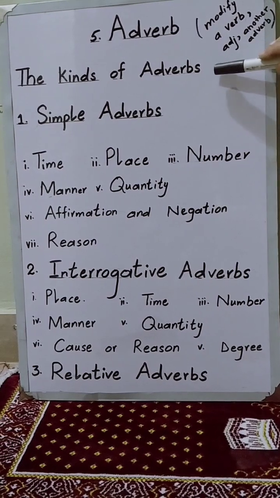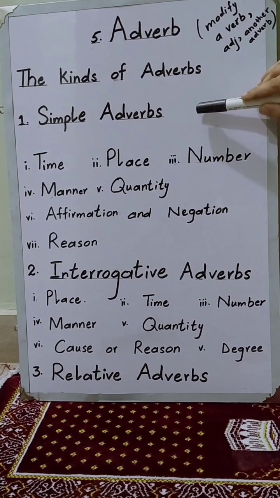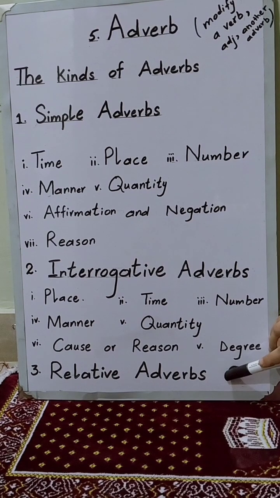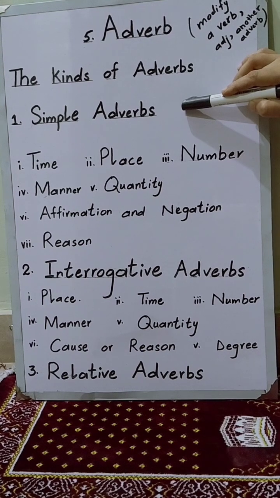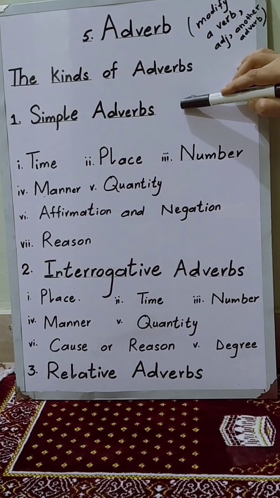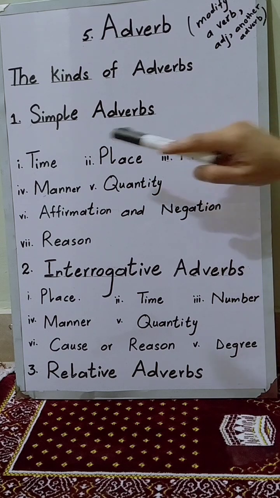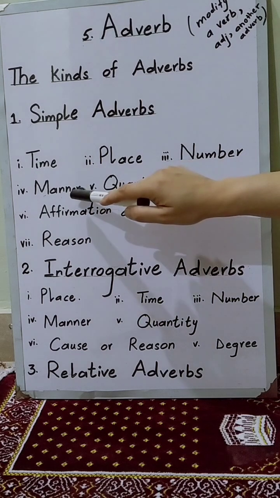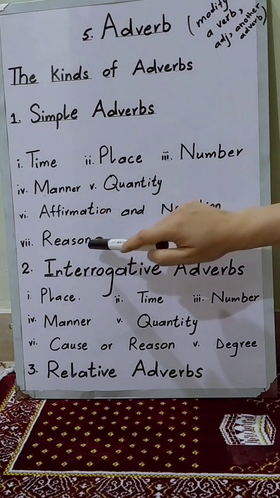Now we will discuss the kinds of adverbs. Adverbs are divided into three classes: simple adverbs, interrogative adverbs, relative adverbs. Simple adverbs are used to modify the meaning of a verb, an adverb, or an adjective. They can be further divided into the following classes according to their meaning: adverb of time, place, number, manner, quantity, affirmation and negation, reason.